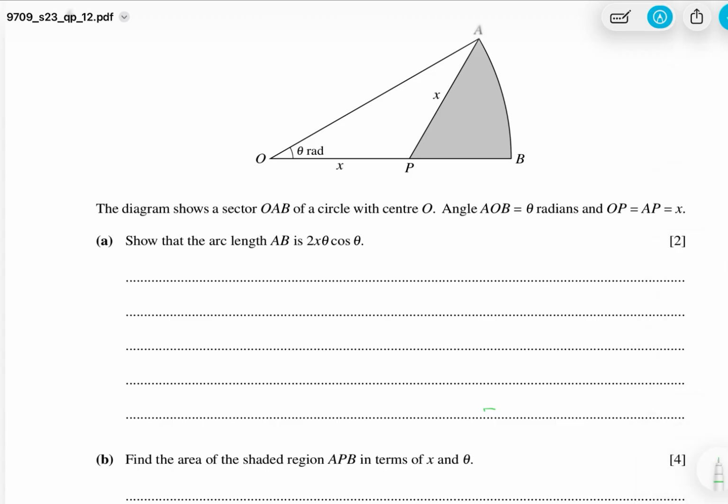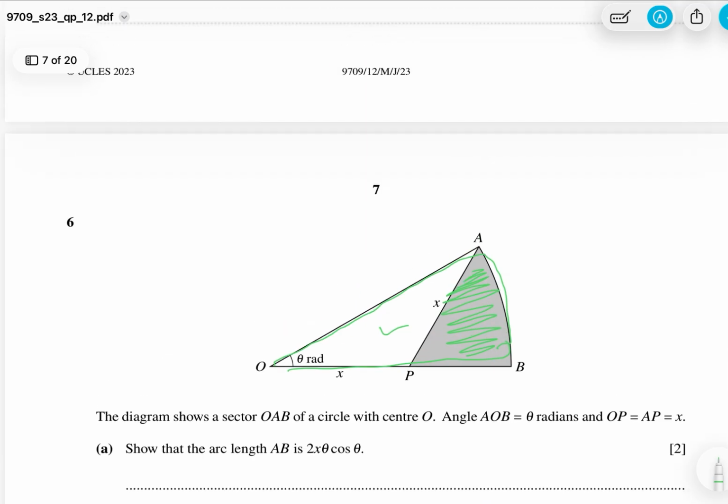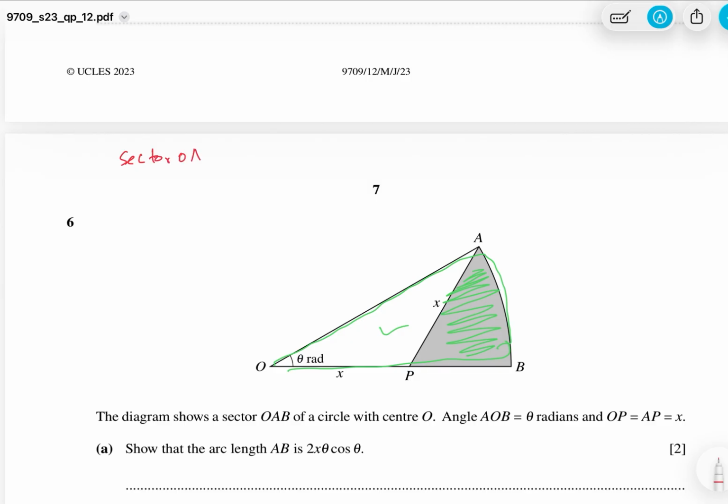Now listen. So we have to find the area of the shaded region. How can I do so? Can I find the complete area of this sector OAB and subtract the area of this triangle? Will it work or not? Yes, it will work. So same thing I will do. The next part I'm solving here so that it is easier to understand. I will find the area of sector OAB.